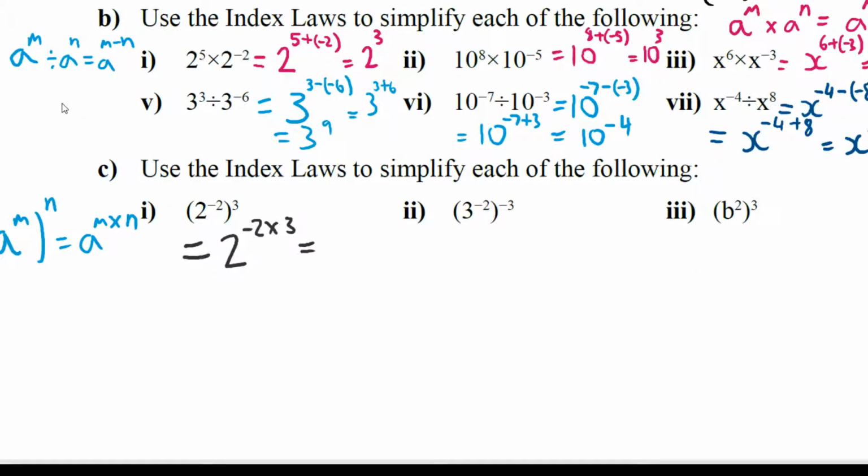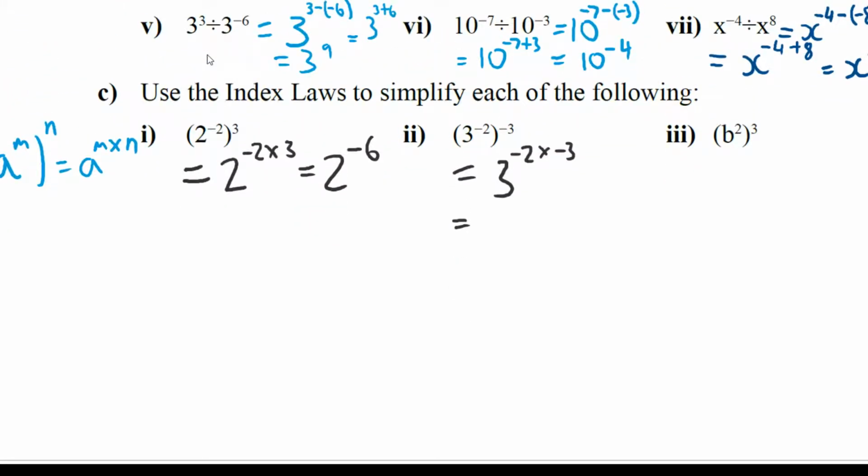So 2 to the power of negative 2 times 3 is negative 6. Okay, this next one. 3 to the power of negative 2 times negative 3. Now, a negative times a negative gives a positive. So that's going to be 3 to the power of 2 times 3 is 6. So negative 2 times negative 3 is 6.